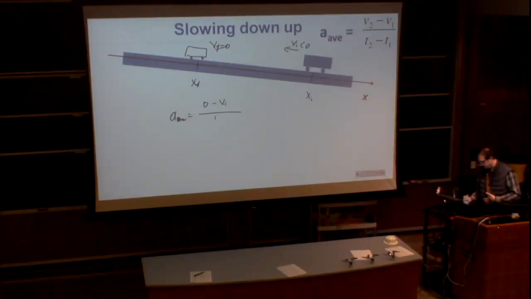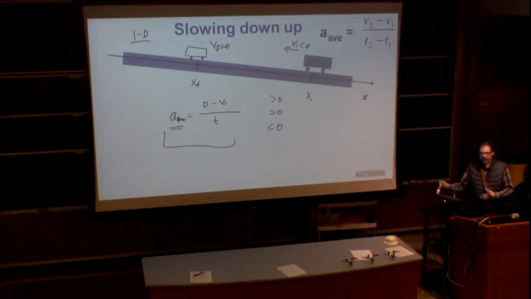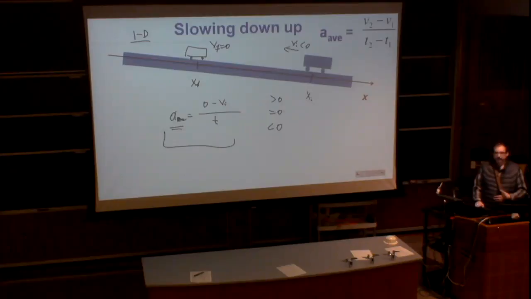Now, please tell me, average acceleration, if we calculate it like this for one-dimensional motion, it is a number, and any number only has three choices: positive, zero, negative. So if we finish this calculation, what number do you think we get, positive, zero, or negative? Okay, if you think negative, please raise your left hand. If you think positive, please raise your left hand.